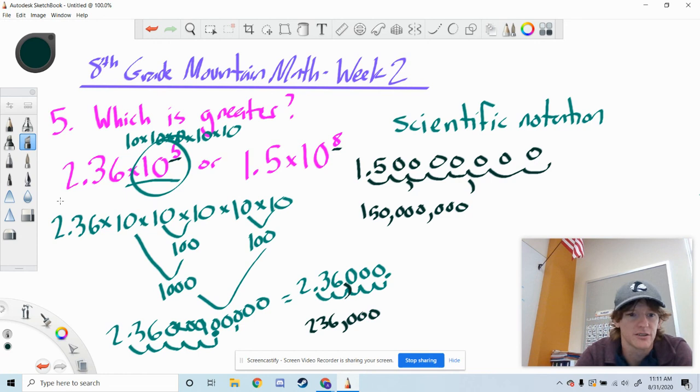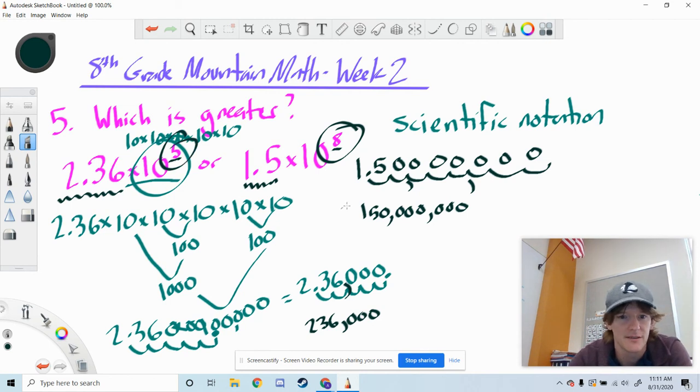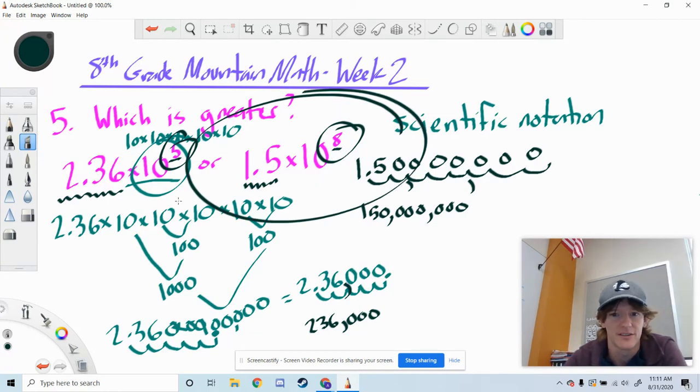So even though it might have looked like 2.36 was larger than 1.5, if we look at these times 10 to the 5th or times 10 to the 8th, it is very clear that 150 million is much larger than 236,000. So our final answer for this problem is, which is greater? 1.5 times 10 to the 8. And it's greater by a lot.